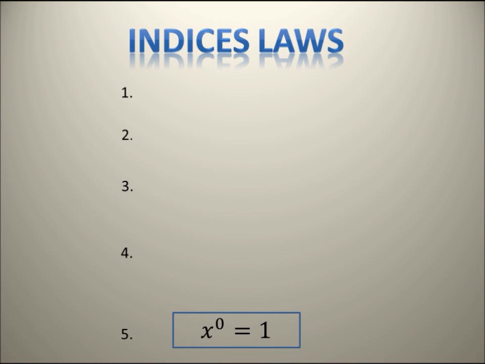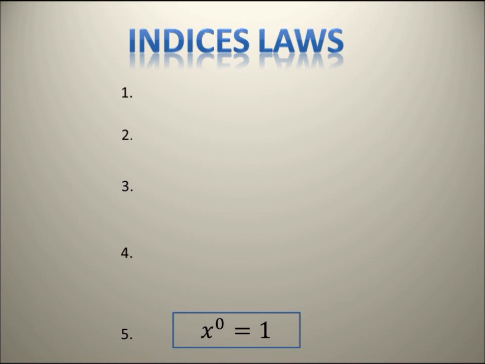Now the x here isn't important. It could be anything, a, b, c, because the theory is exactly the same. If we had b cubed, we divide by b, we get b squared, divide by b again, b to the power 1, divide by b again, we'd get 1. So the x here isn't important. So x to the power naught equals 1. That's the 5th indice law.